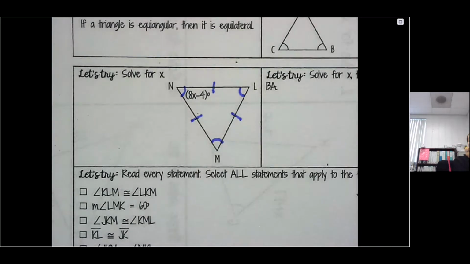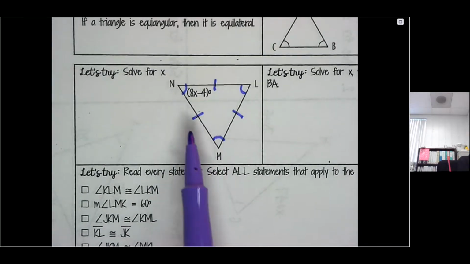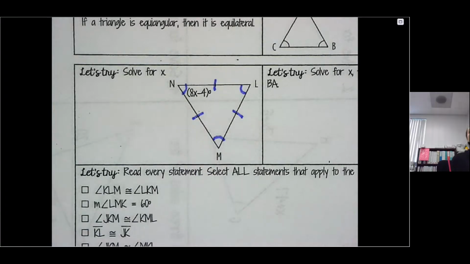Add them all and set them equal to 180. Good. So you can write 8x minus 4 plus 8x minus 4 plus 8x minus 4 equals 180. That is one way you can do it. What's another way you could do it? Yes, Sarah. 8x minus 4 times 3. Okay, so you could also take the whole expression, multiply it times 3, and then set it equal to 180. Good, that's another way. What's another way? Yes. 180.